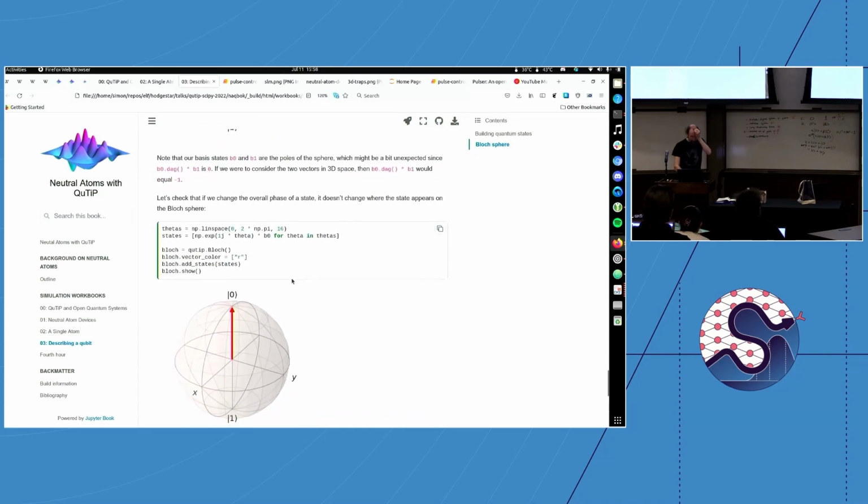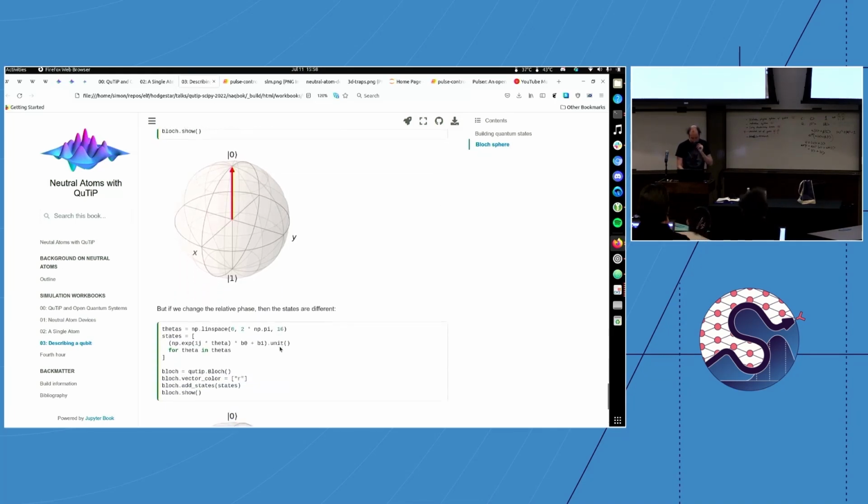One of the cool things now is you can plot a whole bunch of states at once, which are all just related by global phase. So here I've taken B0 and multiplied it by e to the i theta, with theta from 0 to 2 pi in some steps. And you can see they all end up as just one line on the Bloch sphere.